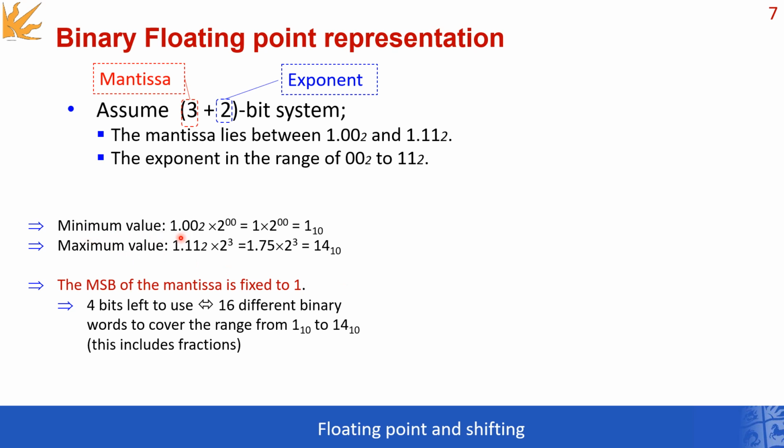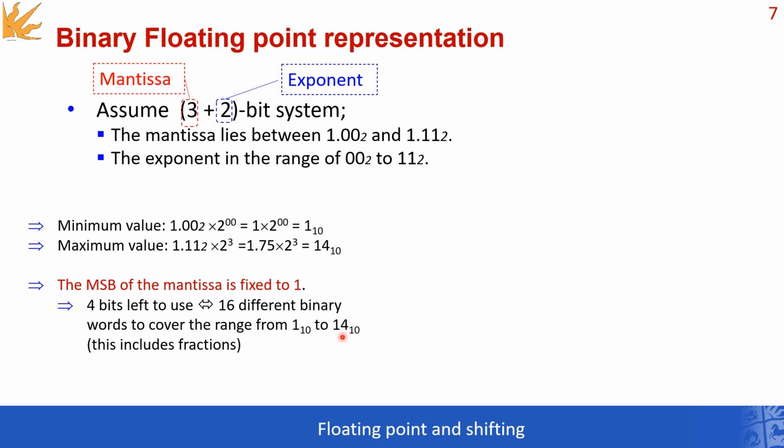Now, this implies that the minimum value that you can have with this floating point representation is 1, and the maximum one is 1.11 times 2 to the power of 3, which in other words means 1.75 times 8, which is 14. So the minimum value is 1 and the maximum value is 14. And that comes as a direct consequence of fixing the first bit of the mantissa, the most significant bit, to 1. But notice that we have a small problem again.